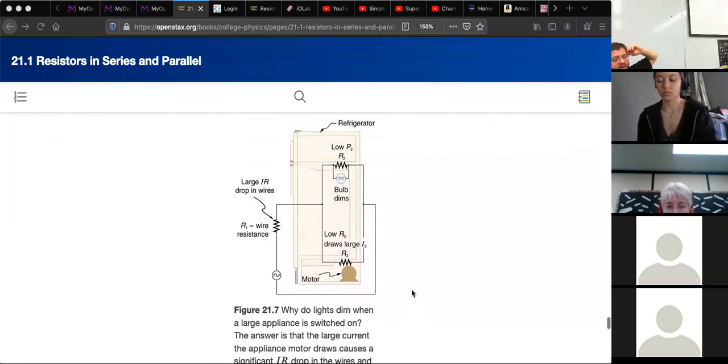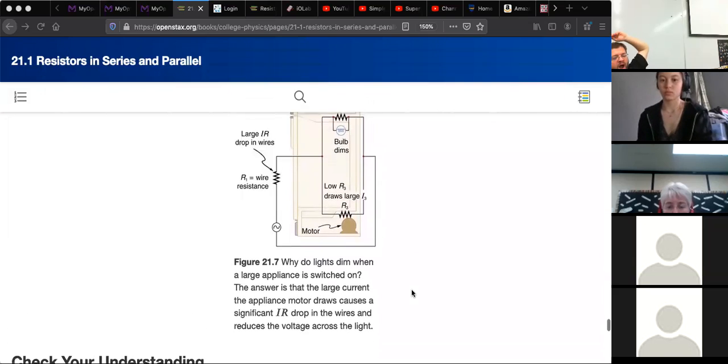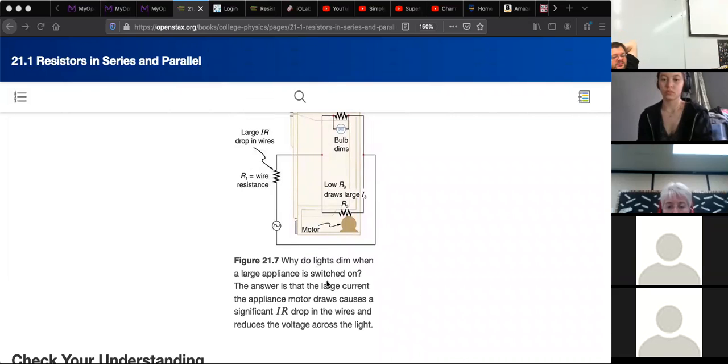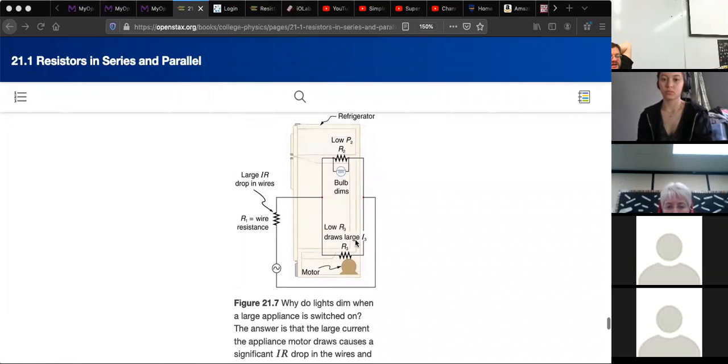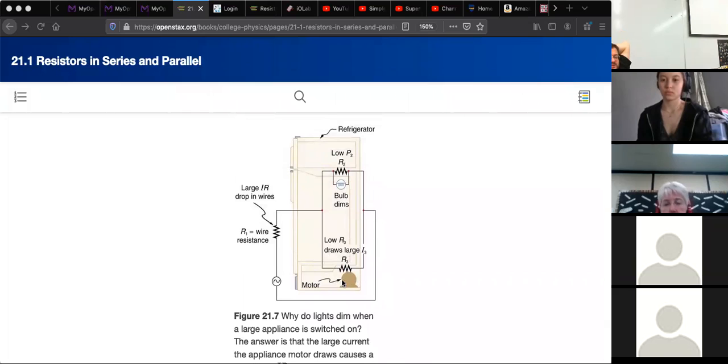So here they're asking, why do lights dim when a large appliance is switched on? It turns out that a motor has a very low resistance. So when your refrigerator turns on, if your light dims, it's because the current that is being supplied to this circuit is going mostly through the motor because it has a low resistance. It draws a lot of current through it when it's running. If there's a lot of current going through this branch of the circuit, then less current will go through your light bulb.